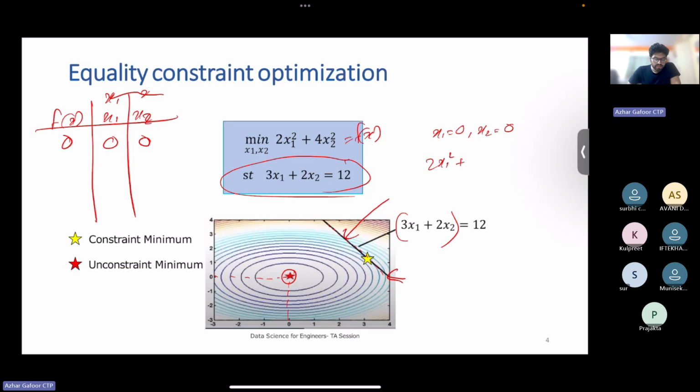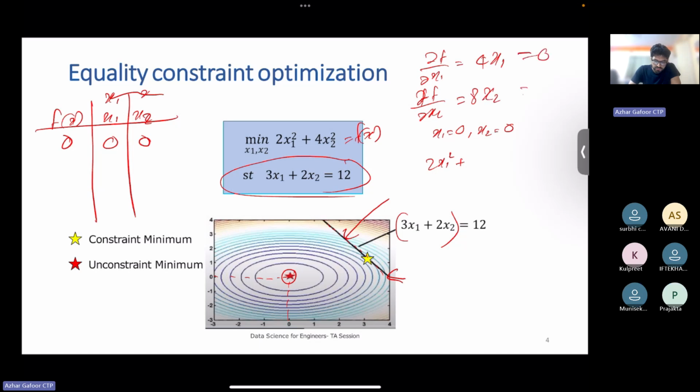Now our aim is not just to satisfy the condition like what we have done in the earlier class. In the earlier class, we just had to find the two derivatives, that is, dou f by dou x1 of x, which will be equal to 4x1, and dou f by dou x2, which will be equal to 8x2. We equate both to 0, which gives the solution x1 equal to 0 and x2 equal to 0. That is not what we want right now, because we have a constraint as well.